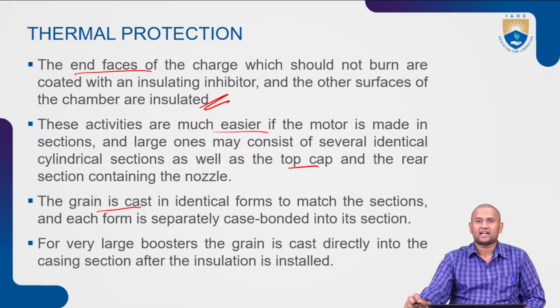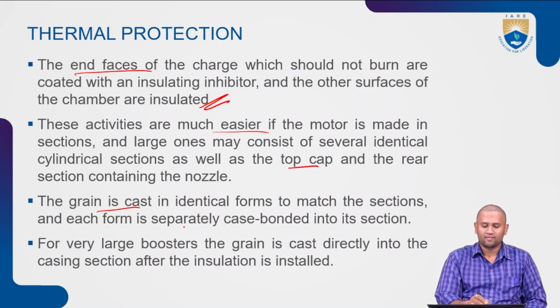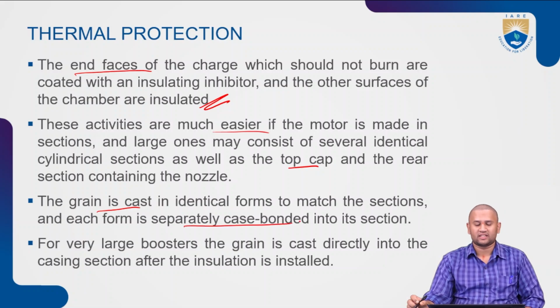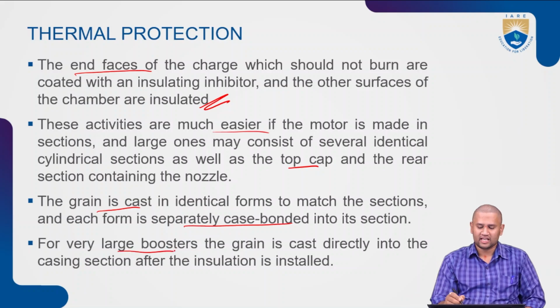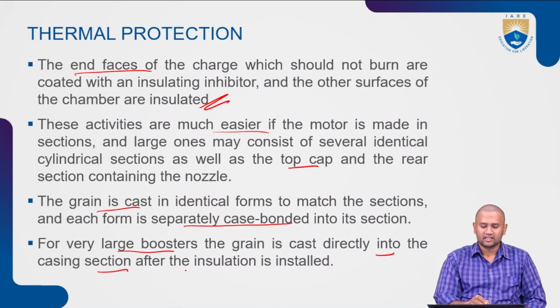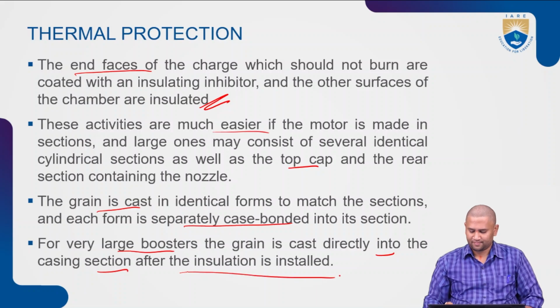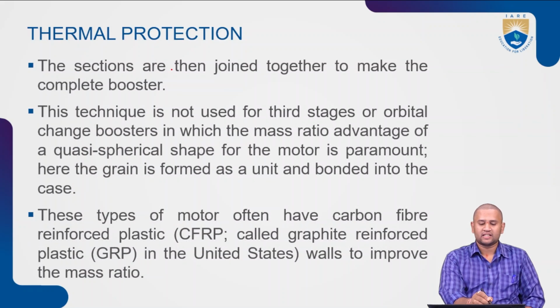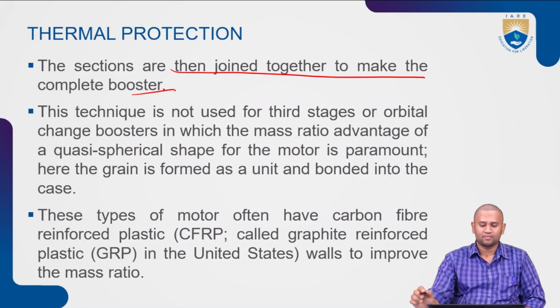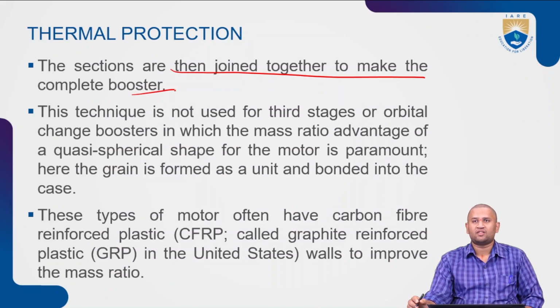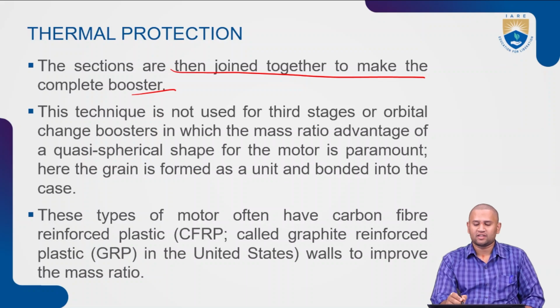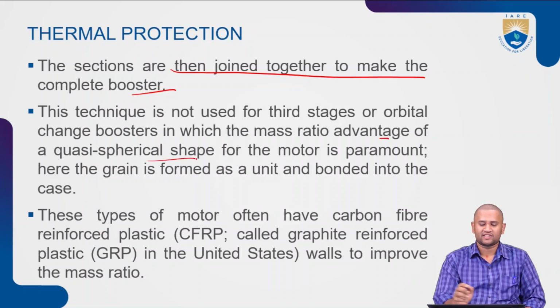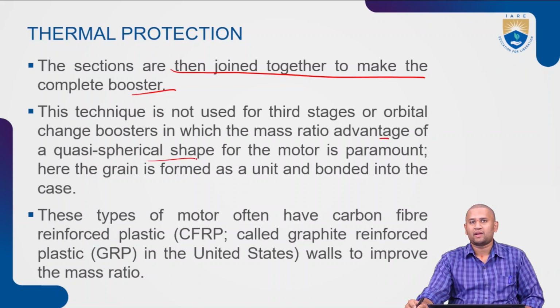The grain is cast in identical forms to match the sections, and each form is separately case bonded into its section. For very large boosters, the grain is cast directly into the casting section after the insulation is installed, and the sections are joined together to make a complete booster. The technique is not used for third stages or orbital change boosters, in which the mass ratio advantage of a quasi-spherical shape for the motor is paramount.